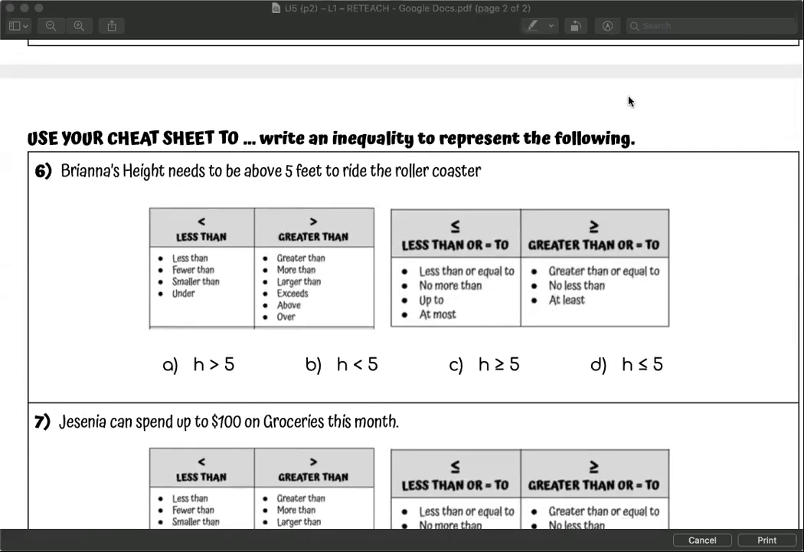Brianna's height needs to be above 5 feet to ride the roller coaster. So again, first thing I'm doing is circling my number. We've got 5. Then I'm going to look for the keyword. A lot of times it's right next to our number. I see the word above, which again shows us that it's greater than. We need her height to be above, greater than 5. And that matches with this inequality. The height should be greater than 5.